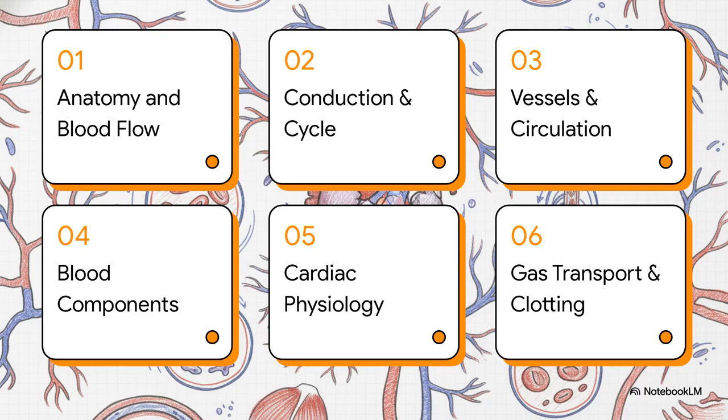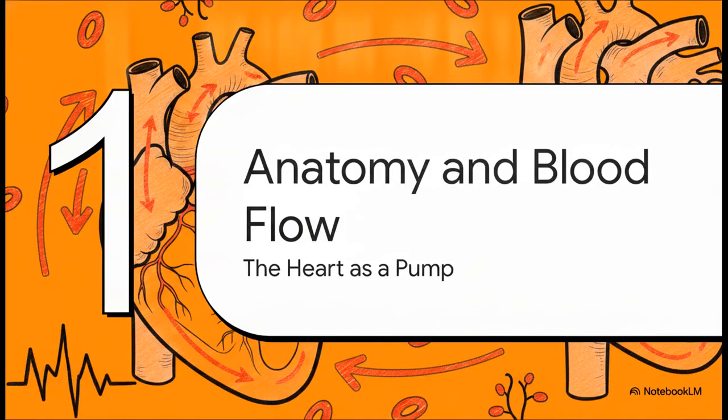Here is our game plan. We're going to cover anatomy and blood flow, conduction and the cardiac cycle, blood vessels and circulation, blood components and types, cardiovascular physiology, and finally, gas transport and coagulation. Let's start with Section 1, Anatomy and Blood Flow, focusing on the heart as a pump.